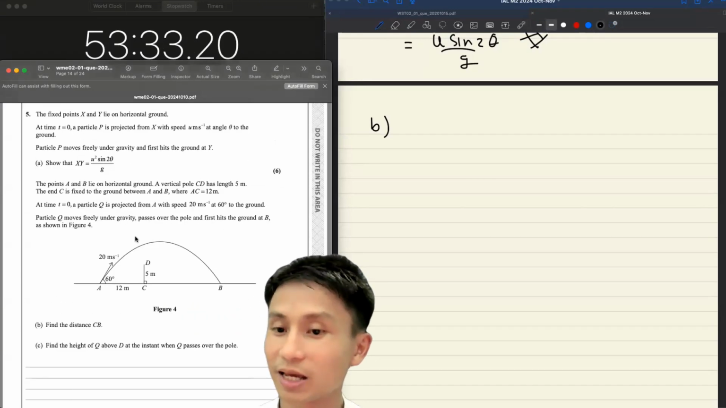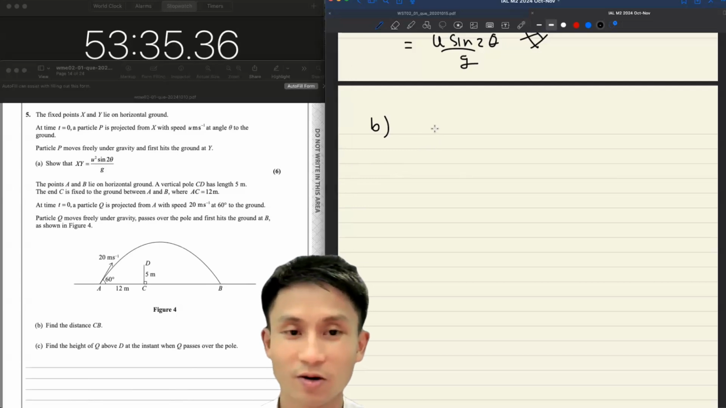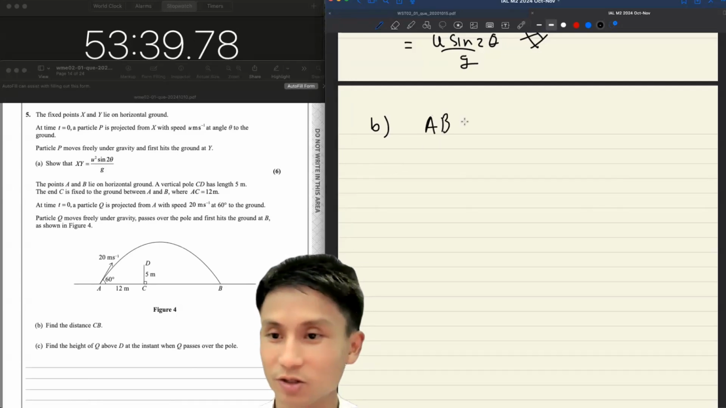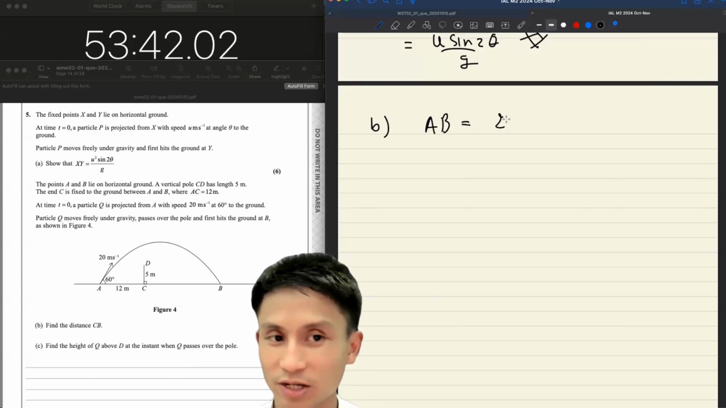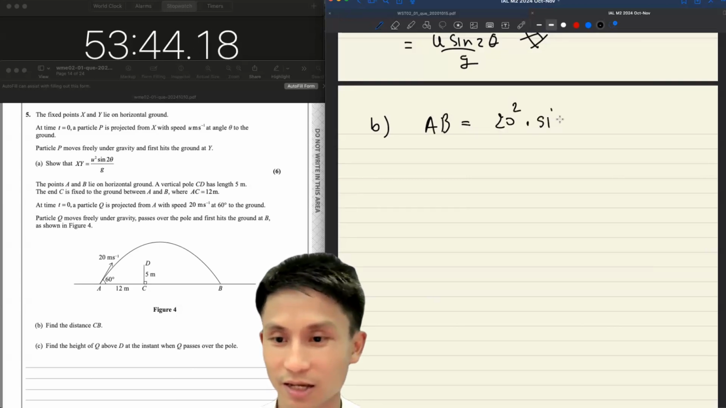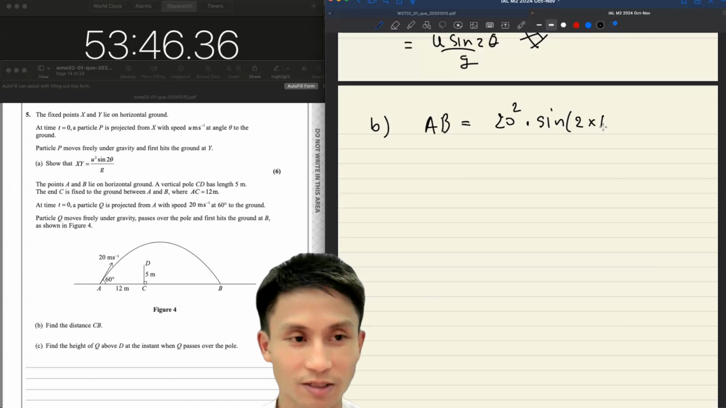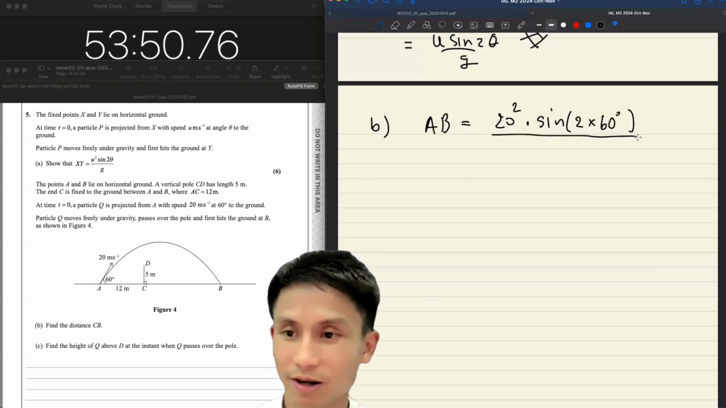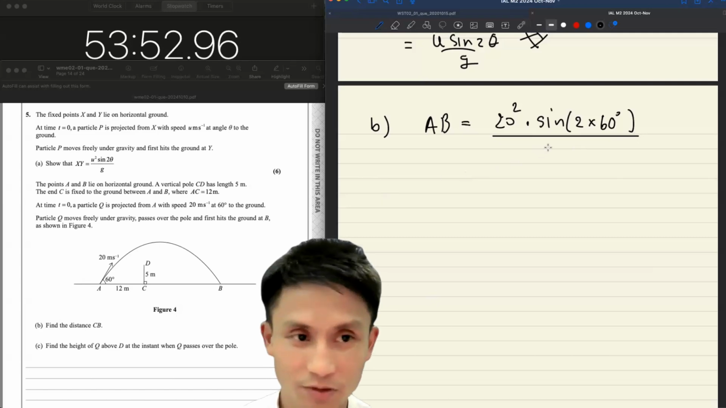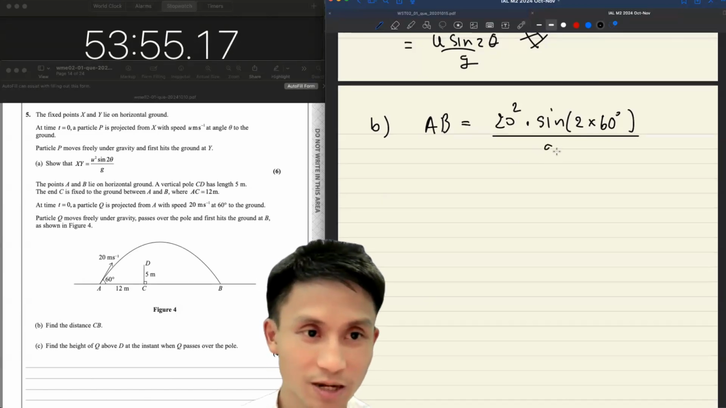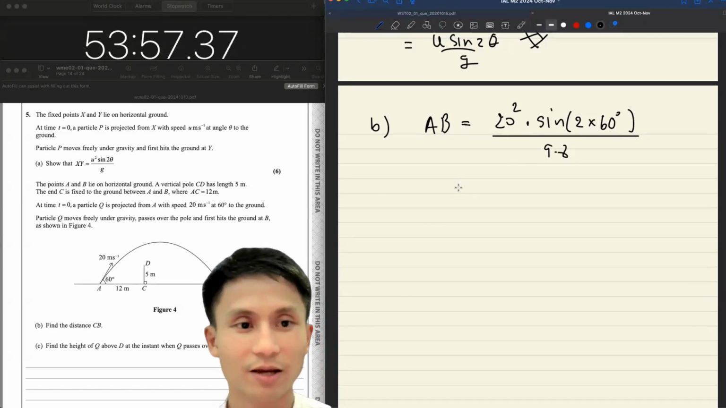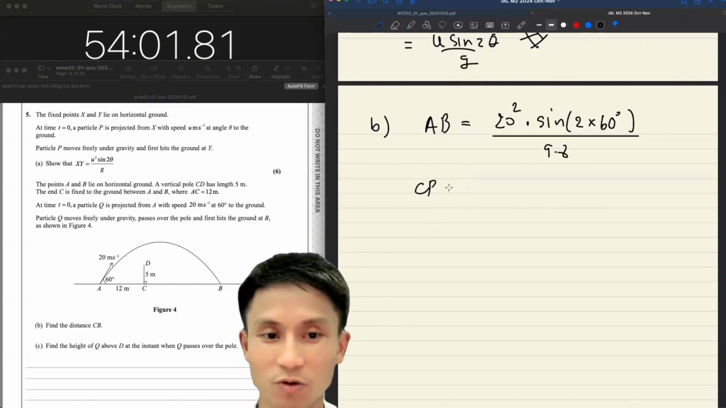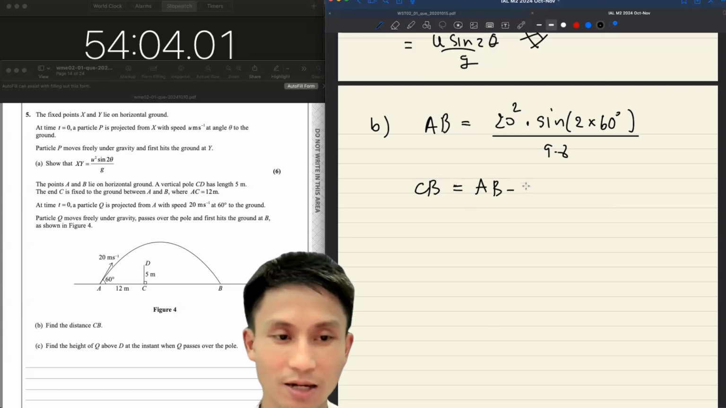Well, isn't that just plugging into the formula we just found? Okay, yeah. So we can find AB first using that formula. U is 20, 20 squared, sine 2 of 60, right? Yeah, 2 theta. And then all divided by G, which is 9.8. Okay, we can find that easily, which is fine. But then CB would be AB minus 12.